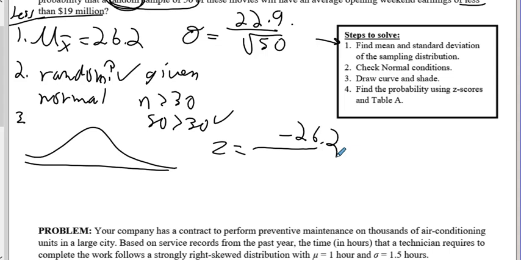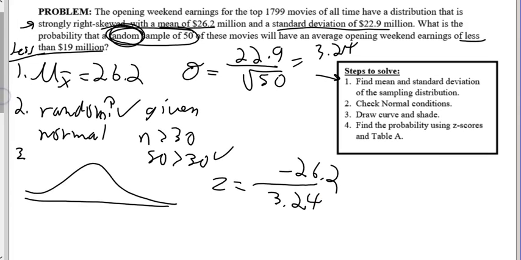Oh, no, we don't. Somebody, that would be me, forgot to calculate this. Nobody called me on it. So if I type in 22.9 divided by the square root of 50 in my handy-dandy calculator, I will get 3.24. That's my sample standard deviation, which is going to go down here in my formula. Now, all we need to find is what is the actual number that we're comparing to in our problem, and that's right here, 19 million.